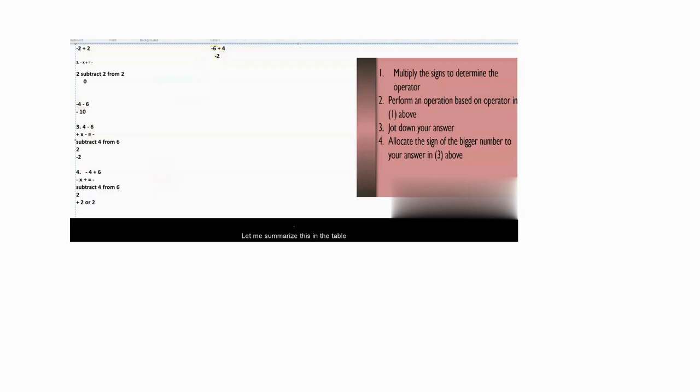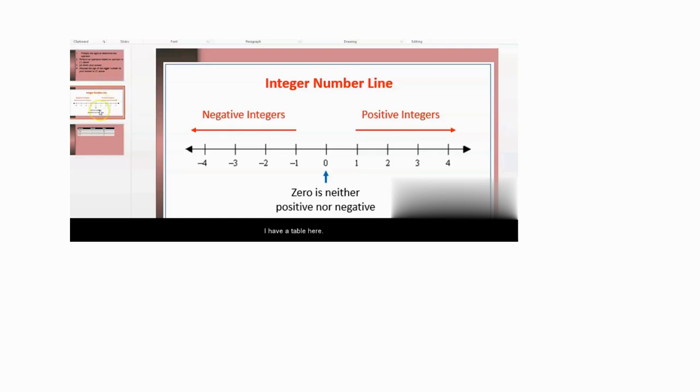Let me summarize this in the table for you. I have a table here. So you can see 4 minus 6, minus 4 plus 6, and minus 4 minus 6 are not the same, despite the expressions having the same figures, 4 and 6. They are not the same because they end up with different results. 4 minus 6 is minus 2. Minus 4 plus 6 is plus 2. Minus 4 minus 6 is minus 10.